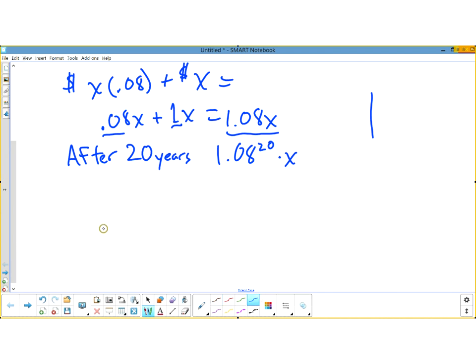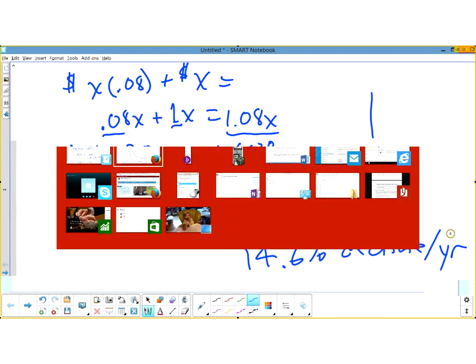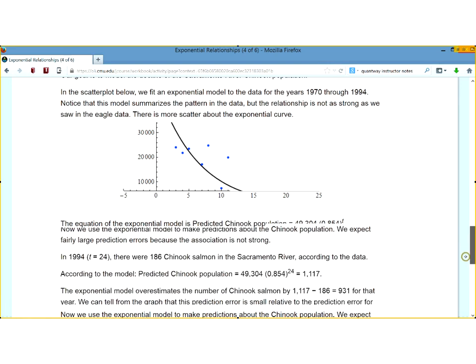So I would take that 0.854 and I would subtract it from 1. I do 1 minus 0.854, and that equals 0.146. You can do that on your calculator, and then you move your decimal 2 places, and that means 14.6% decline per year in predicted salmon population on the Sacramento River. Okay, so that's what that 0.854 tells you.